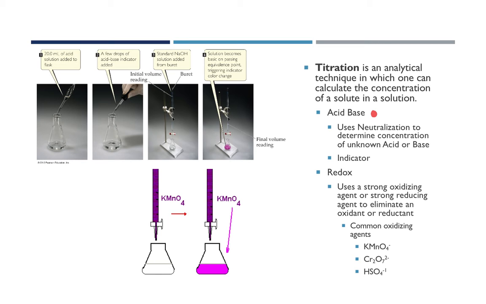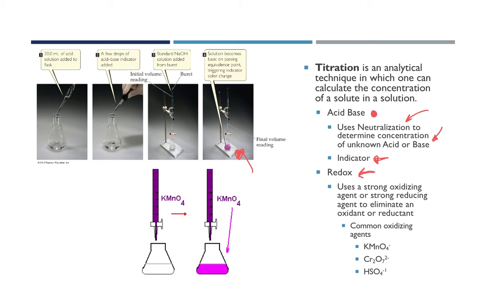One is acid-base titration, which basically means that you use neutralization to determine the concentration of an unknown acid or base. If you know the concentration of an acid, you can add that to some unknown base, and based on how long it takes to neutralize it, you can figure out the concentration of the unknown. We typically use an indicator. For example, phenolphthalein is an indicator that turns pink when it goes from acid to base, and tells you when it's neutralized.